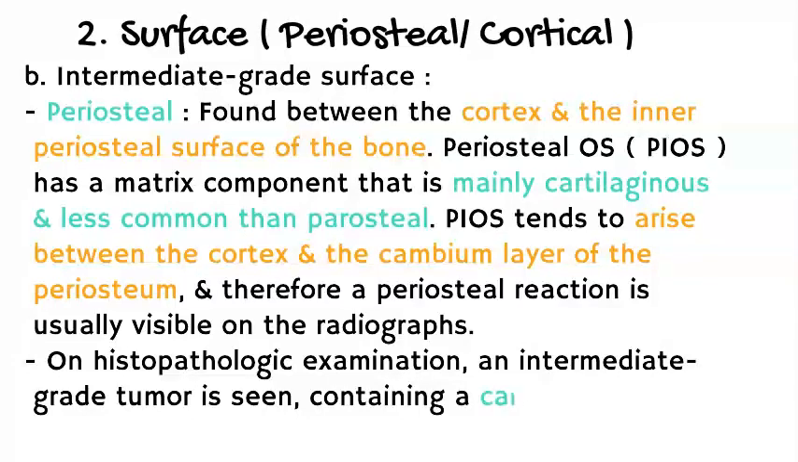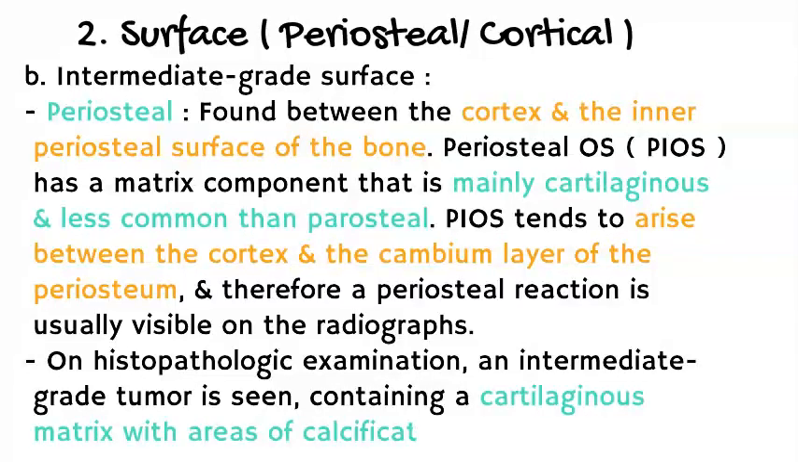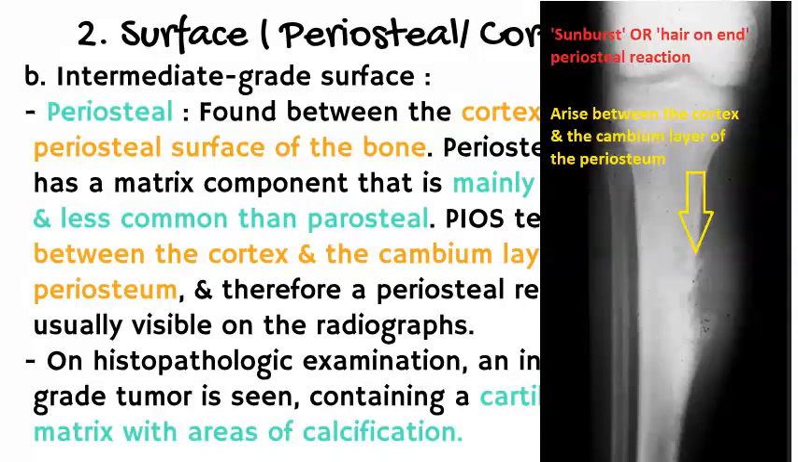On histopathologic examination, an intermediate grade tumor is seen, containing a cartilaginous matrix with areas of calcification. This X-ray shows a sunburst or hair-on-end periosteal reaction. It arises between the cortex and the cambium layer of the periosteum.